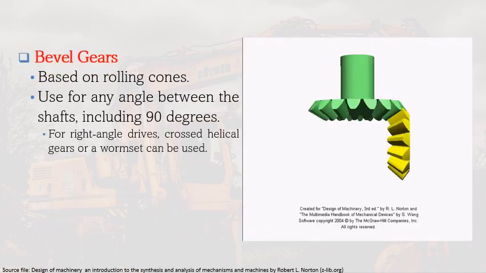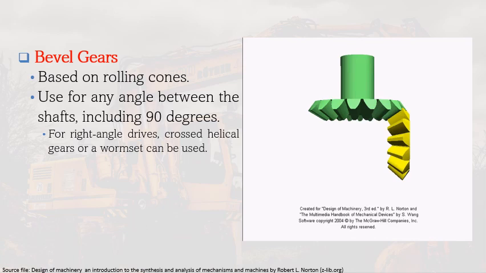Then we have the bevel gears. The bevel gears are based on rolling cones. Our previous examples of gear types are based on rolling cylinders, if you can notice. But bevel gears are based on rolling cones, which we also discussed in the rolling contact. They are used for connecting any angle between the shafts, including 90 degrees. For right angle drives, cross helical gears or a worm set can be used. But for any angle, we can use the bevel gears.